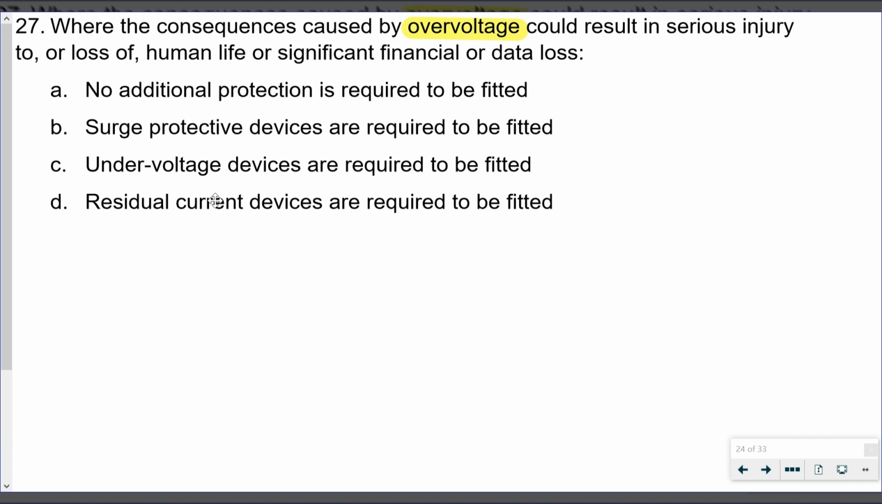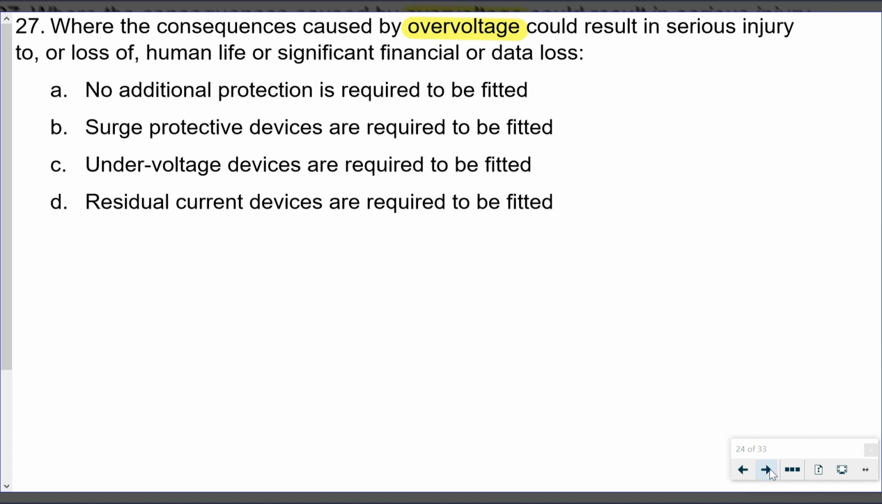Yeah, so these two answers straight away we can get rid of them. The only two that we're interested in is either we don't need to fit additional protection, or we need to fit surge protection devices. Okay, so there is a consequence, a loss of human life, a serious injury, loss of human life, or significant financial data loss. I know where I'm leaning towards.